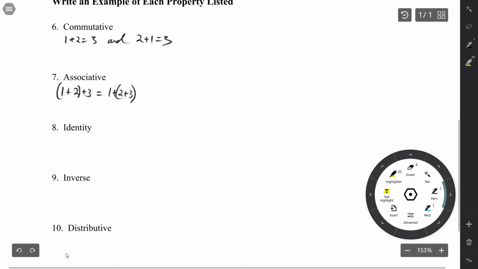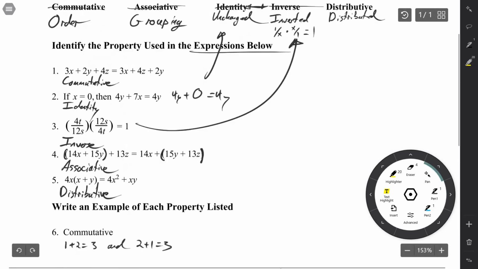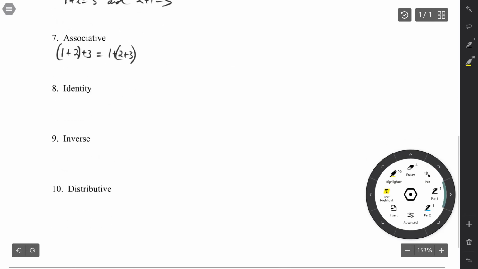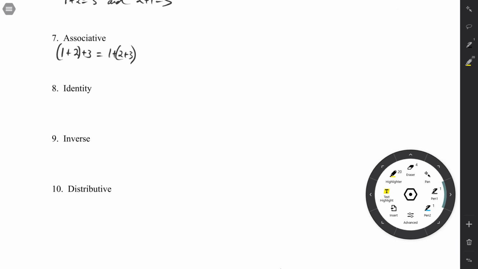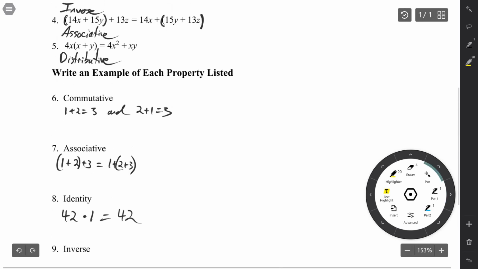The identity is that 0 property. So what we're looking at here for the identity property would be 1 in terms of multiplication. So if we have, let's just say 42 times 1 equals, not 24, what am I doing? 42. There we go.